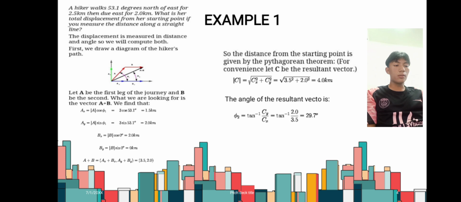Then the distance from the starting point is given by the Pythagorean theorem. So we want to find C, and let C be the resultant vector. Using the Pythagorean theorem, C equals the square root of Cx squared plus Cy squared, equals the square root of 3.5 squared plus 2.0 squared, which equals 4.0 kilometers. Then the angle of the resultant vector is theta 2 equals tan inverse of Cy over Cx, equals tan inverse of 2.0 divided by 3.5, and the answer is 29.7 degrees.